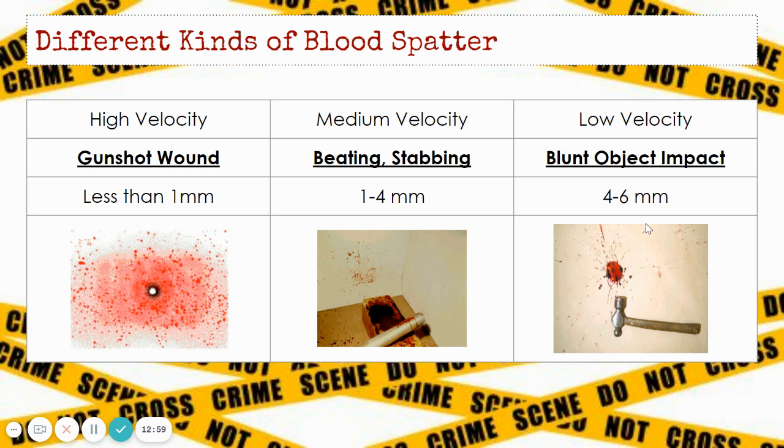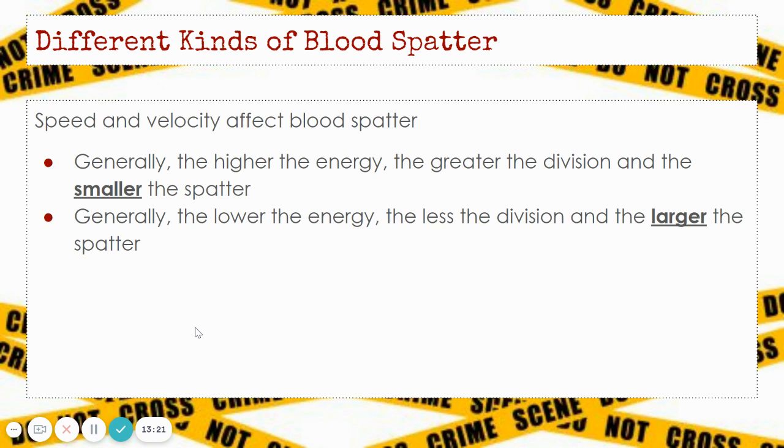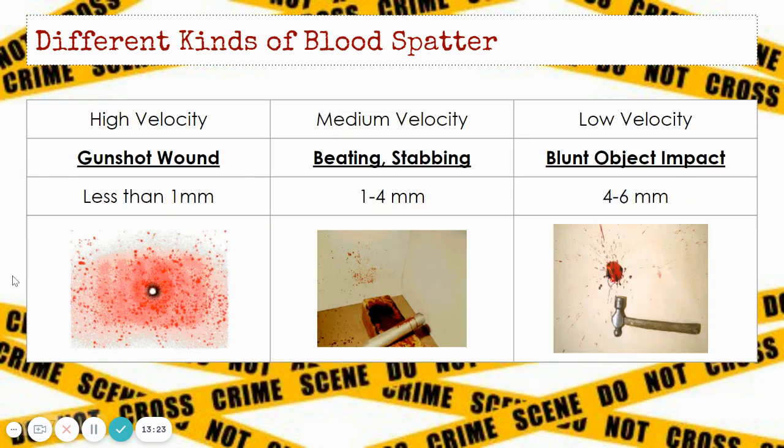So for example, a high velocity example would be a gunshot wound. This is a very small diameter, very high, powerful, quick injury. You can see that the individual spatters, what we would call maybe drops of blood, are very small. It's kind of a very fine spray of blood. That's what we mean by the larger or smaller spatter. We don't necessarily mean the area that it's taking up. We're talking about the individual places that blood can be found are very small.